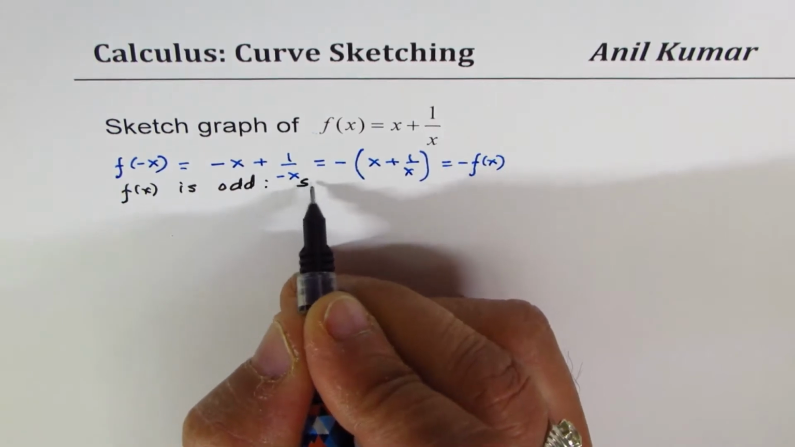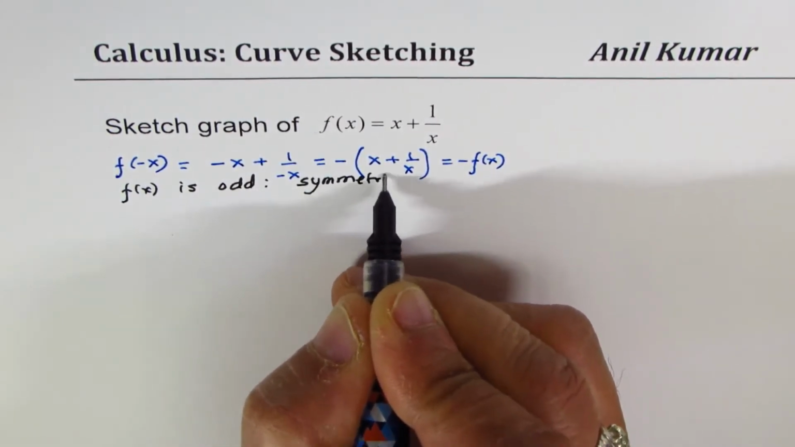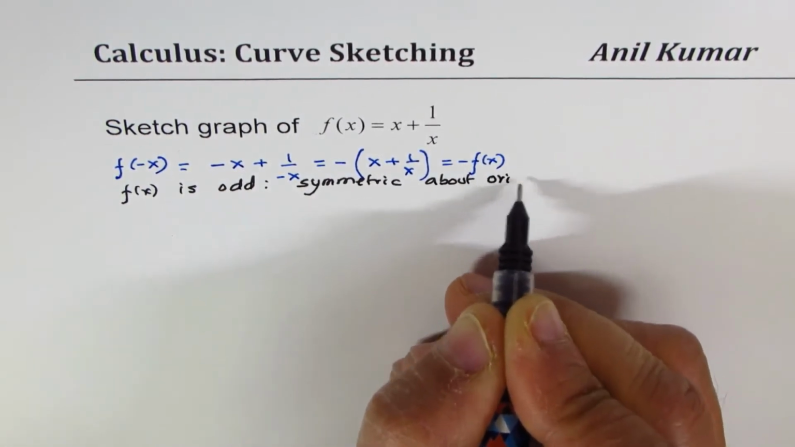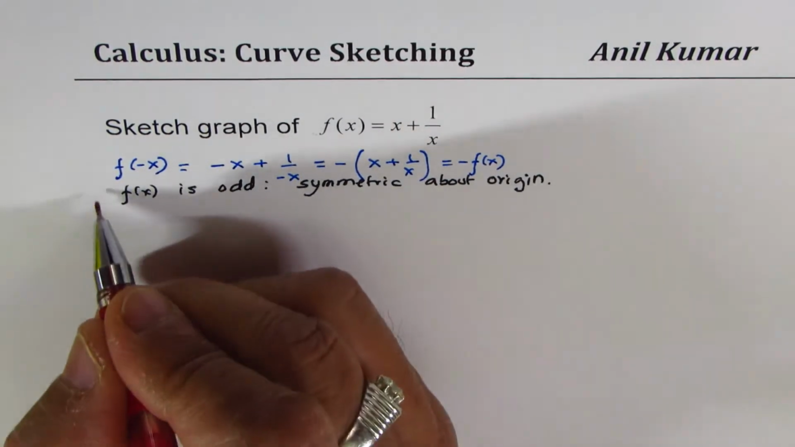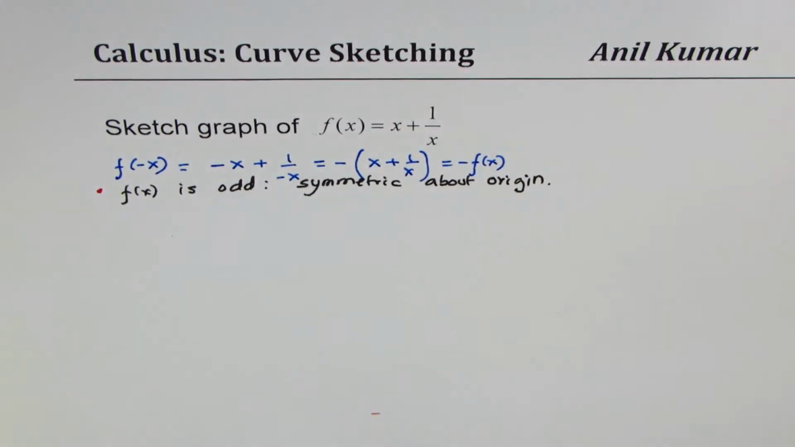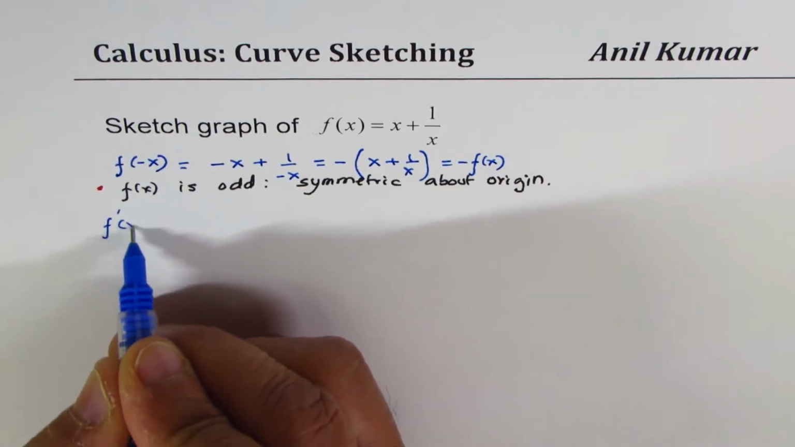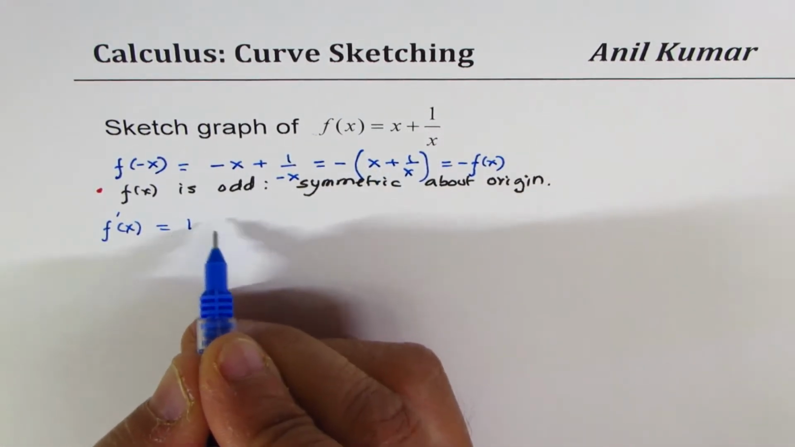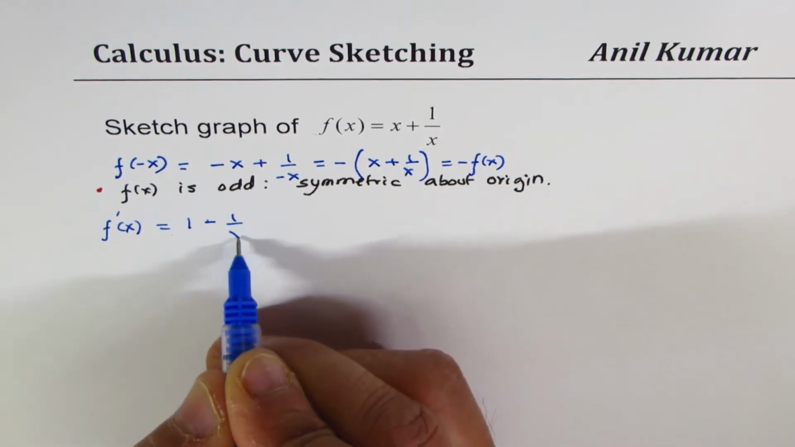Odd means symmetric about origin, right? So it is symmetric about origin. Let's find the derivative and also the local maximum and minimum for the given function. The derivative of this function can be written as: derivative of x is 1, and derivative of 1 over x is minus 1 over x squared.